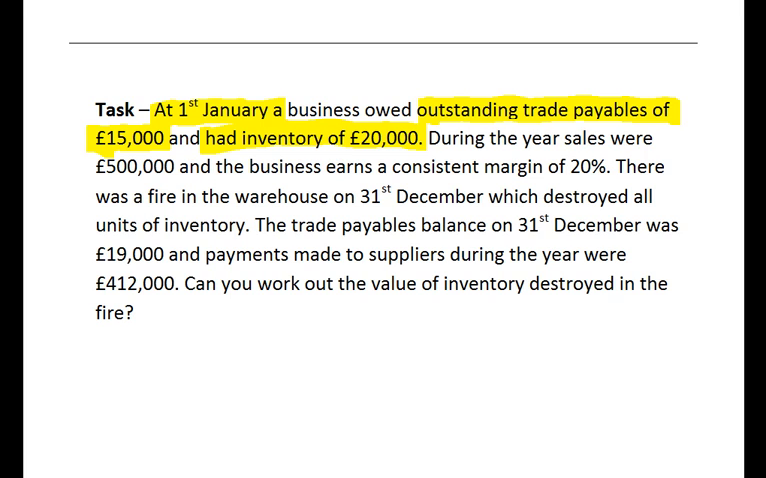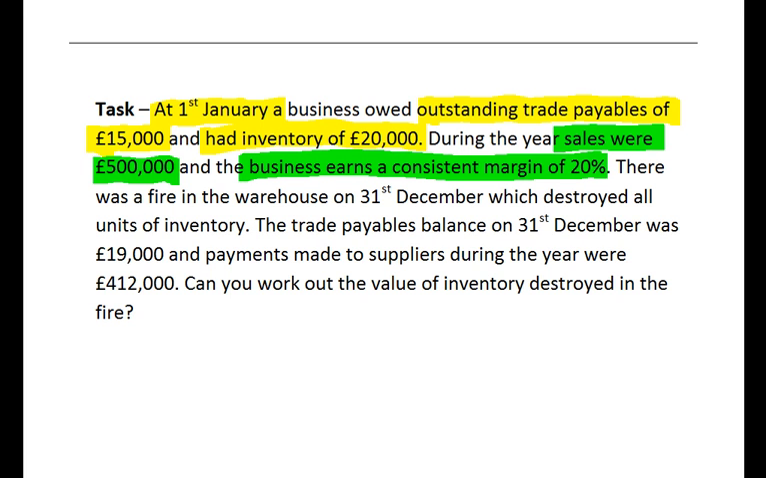We're told that during the year, sales were £500,000. And the business earns a consistent margin of 20%. Now, margins are telling us a little bit about the cost structure of the business. And if we know their margin, then we can use the sales figure to actually derive what their costs must have been. But we'll come to that shortly.